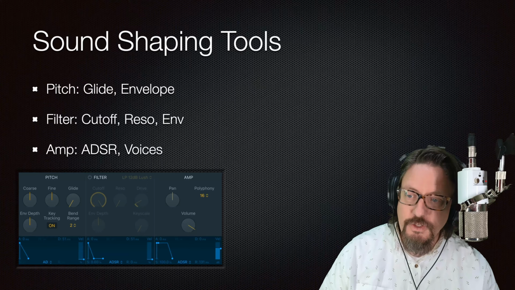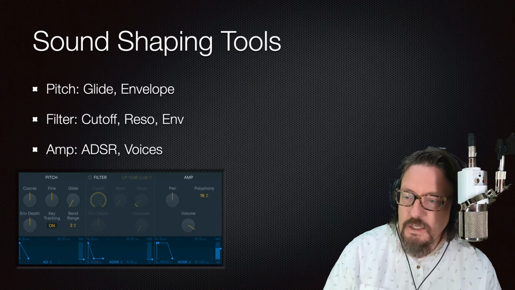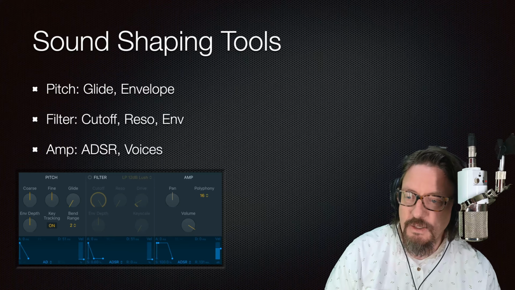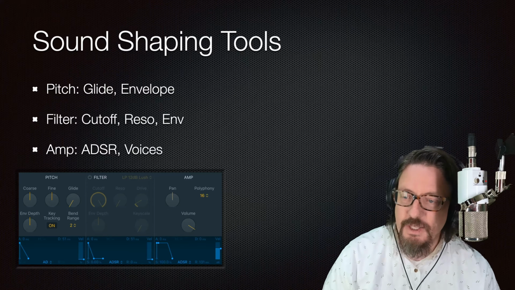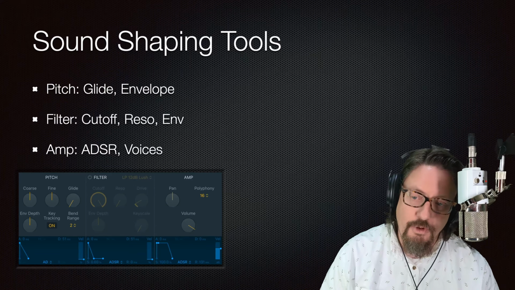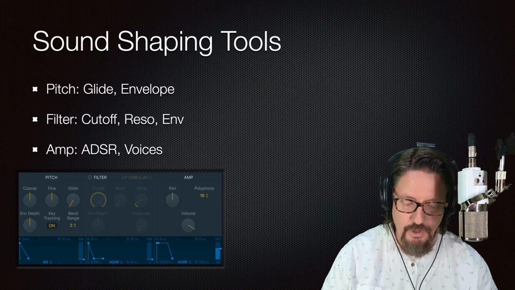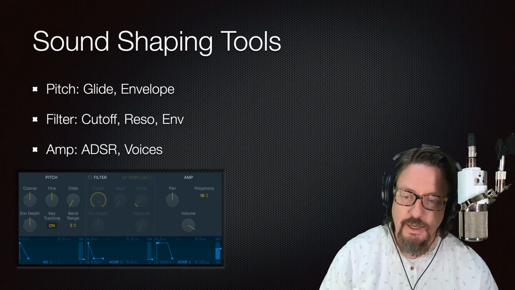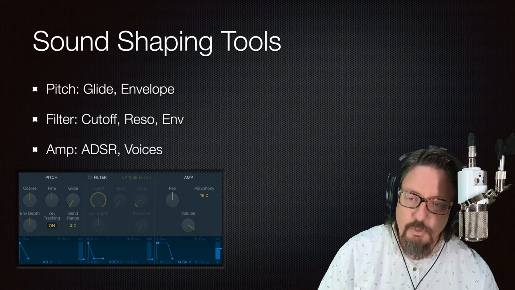We have a whole filter section. We're not going to go through each little bit of the filter, but it's a standard filter that we might have on a synthesizer, and that can just help us sculpt the sound in various ways. And we have an amp section with an envelope and the number of voices. That's how many different simultaneities you can have, how many notes can play simultaneously on the keyboard when you're triggering this.